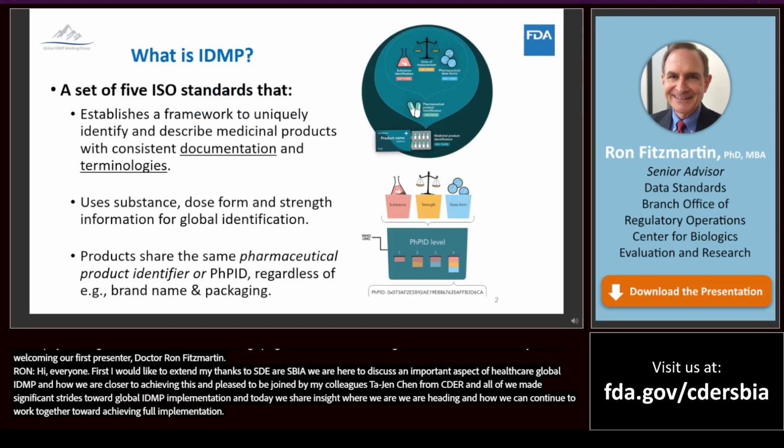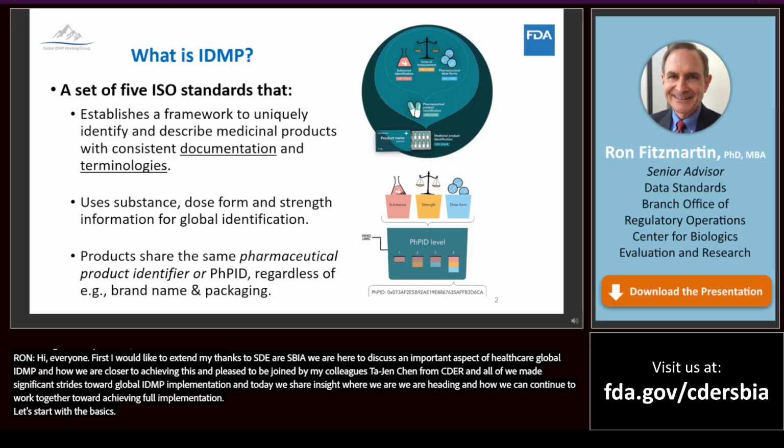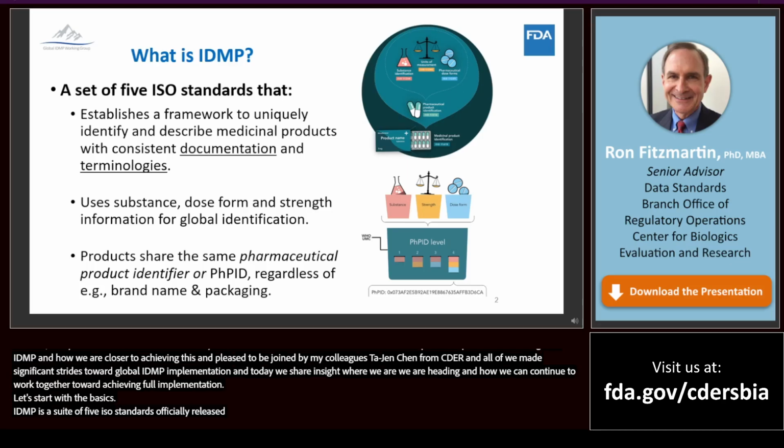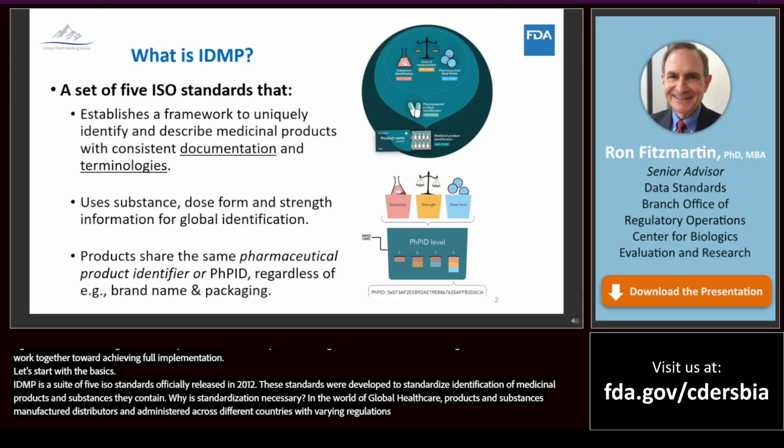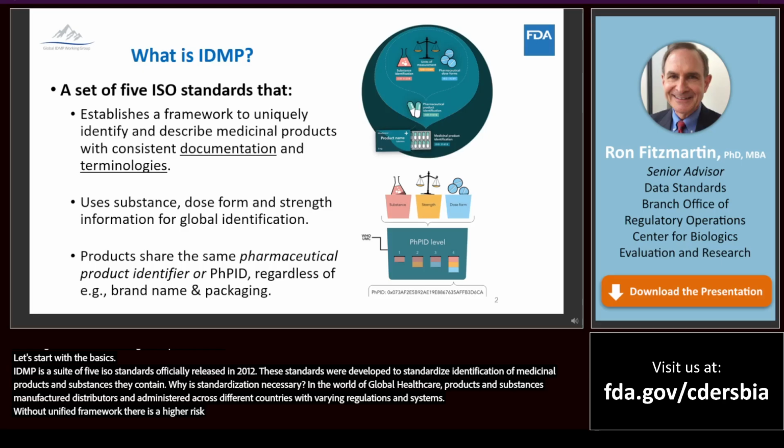But let's start with the basics. IDMP is a suite of 5 ISO standards that were officially released in 2012. These standards were developed to standardize the identification of medicinal products and the substances they contain. But why is this standardization necessary? In the world of global healthcare, products and substances are manufactured, distributed, and administered across different countries with varying regulations and systems. Without a unified framework, there is a higher risk of miscommunication, errors in product tracking, and inconsistencies in patient safety measures.